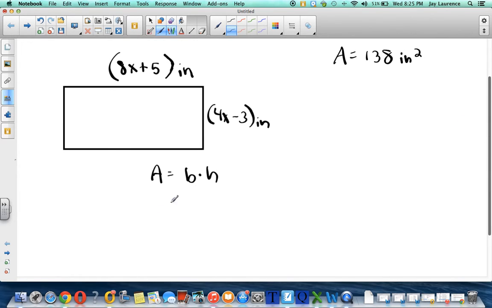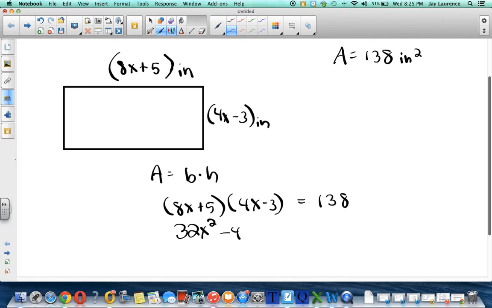So I'm going to take the base, which might be 8x plus 5, and the height, which would be 4x minus 3, and I need that to equal 138. I'm going to double distribute here, and I think I'm going to get a 32x squared. I got a positive 20 and a minus 24. I think I'm going to get a negative 4x there.